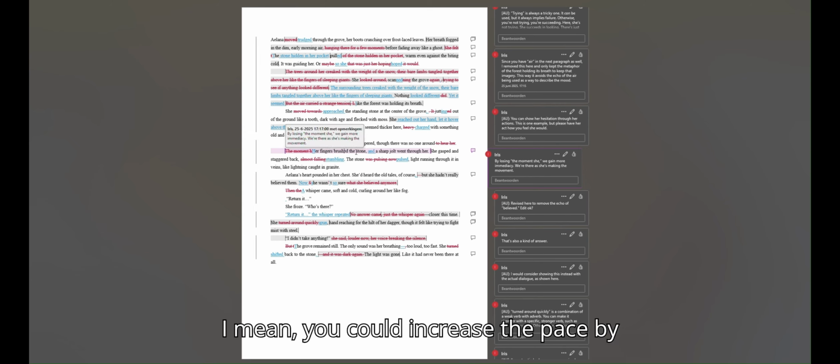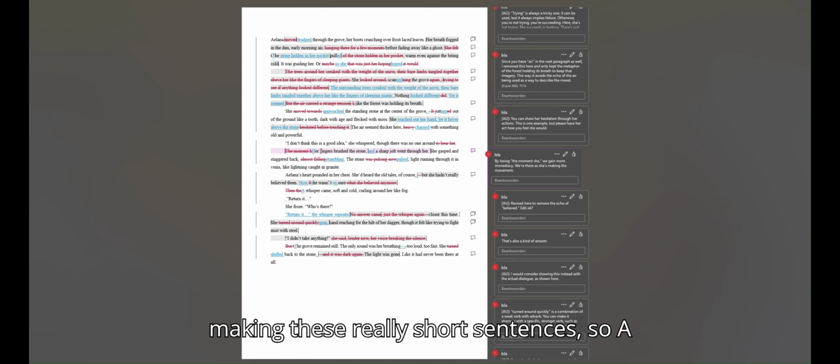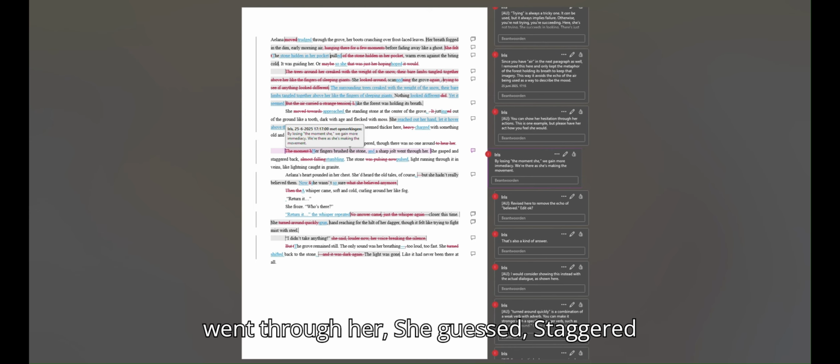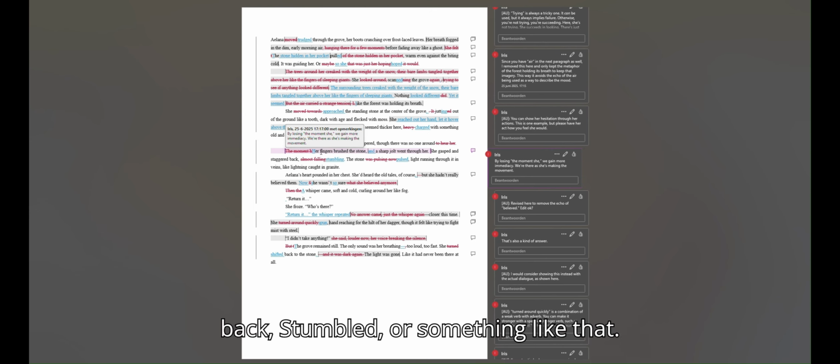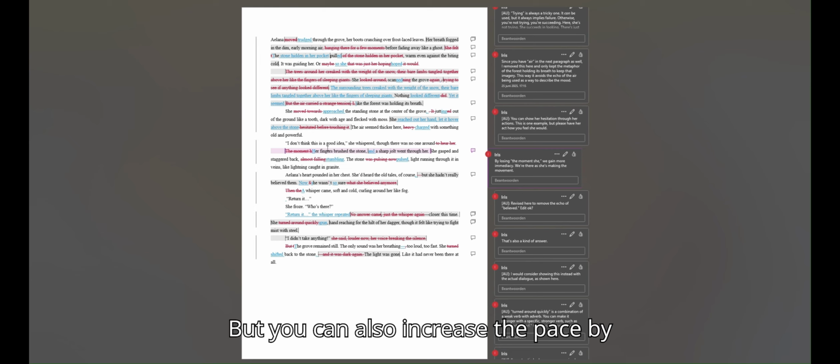I mean, you could increase the pace by making these really short sentences. So her fingers brushed the stone, a sharp jolt went through her, she gasped, staggered back, stumbled, or something like that. But you can also increase the pace by having this immediacy and just having more verbs in succession. That also works to increase the pace because verbs are active, and when you have a lot of active things in a row, it gives us the sense of things going faster, if you follow my meaning. So we have brushed, went, gasped, staggered, stumbling.